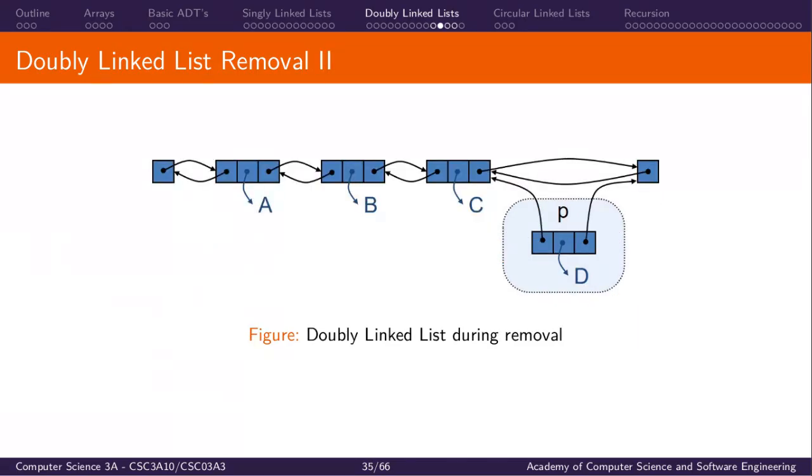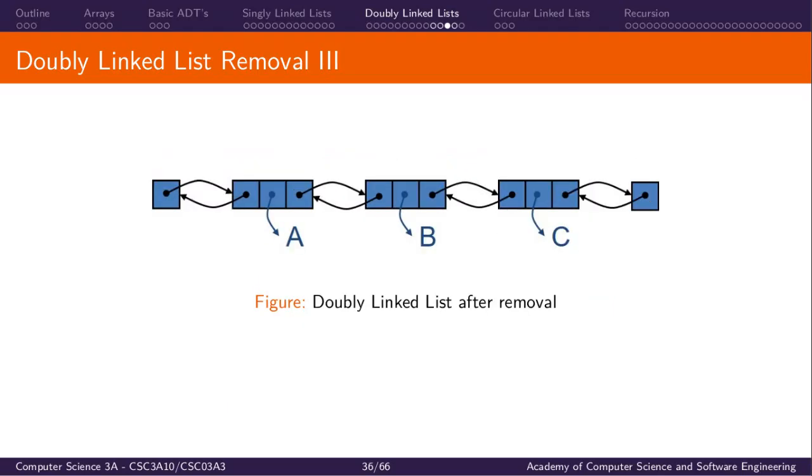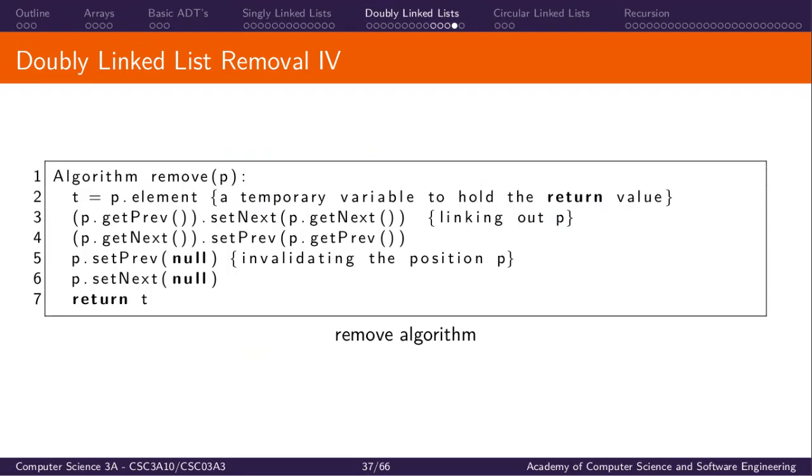So this is what we do. We first update those two references to now no longer point at P. Then essentially we have a list that no longer has P in it, regardless of how that's stored in memory. And this is what the algorithm will look like.